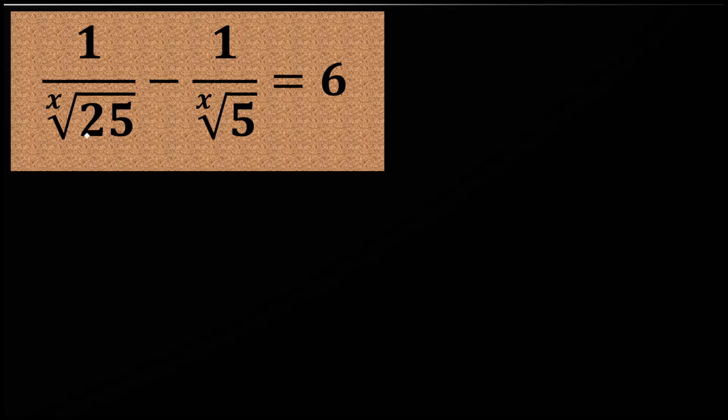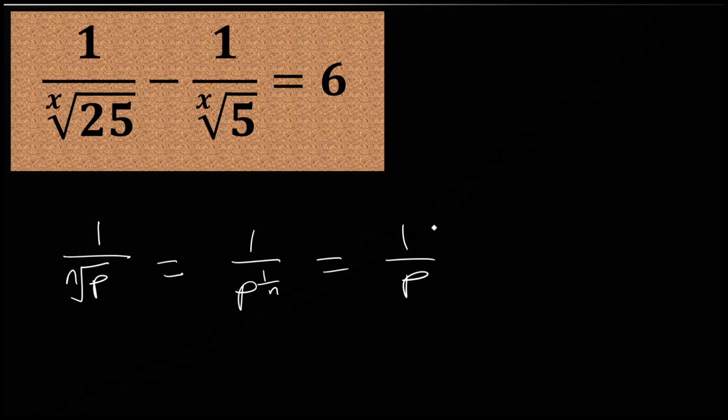Let's solve for x from here. We have 1 on the x root of 25 minus 1 on the x root of 5 equals 6. Now, let's understand that 1 on the nth root of p is the same as 1 on p raised to 1 on n.